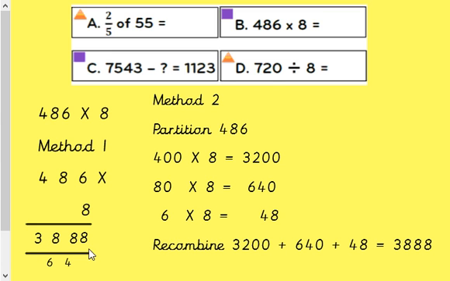3,888. Secondly, we could partition if we wanted. So 400 plus 80 plus 6. 400 times 8 would be 3,200. 80 times 8 would be 640. And then 6 times 8 would be 48. And if we recombine those numbers, we get 3,888, which is the same as up here.